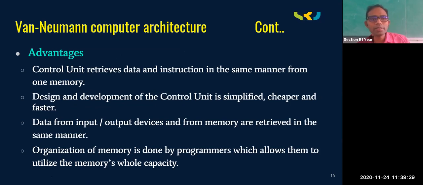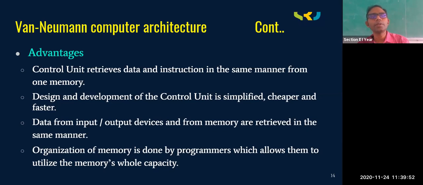So one human architecture has some advantages and some disadvantages. Let us complete that quickly. Control unit retrieves the data and instructions in the same manner from one memory. Design and development of the control unit is simplified, cheaper and faster. Data from input output devices and from memory are retrieved in the same manner. Organization of memory is done by programmers, which allows them to utilize the memory. So these are the advantages.